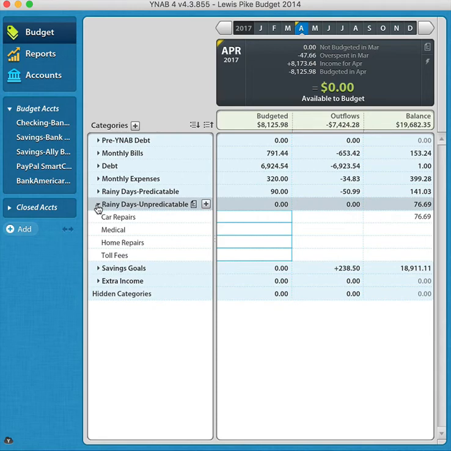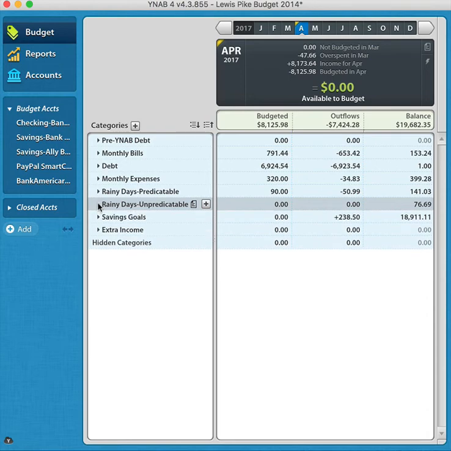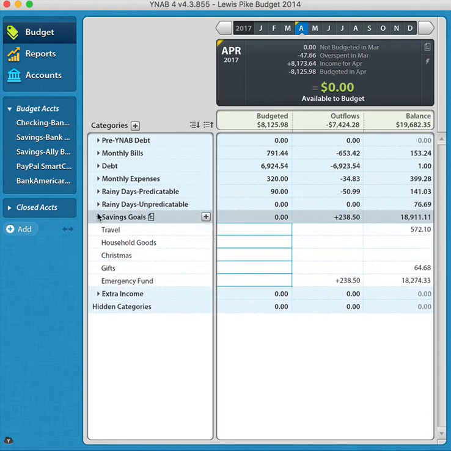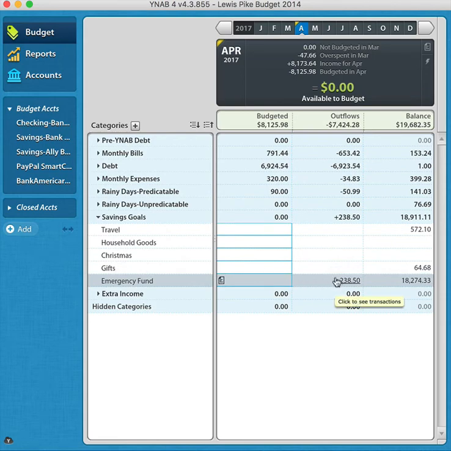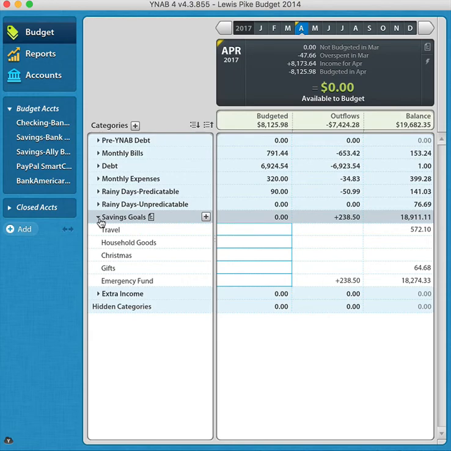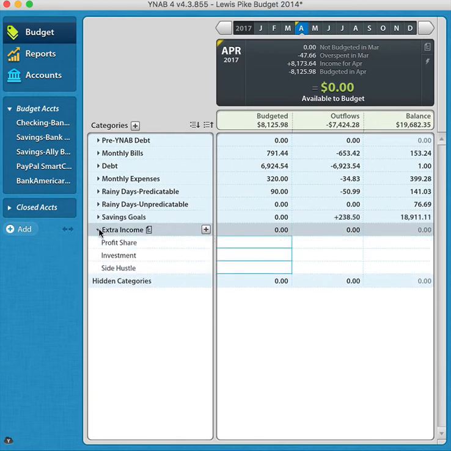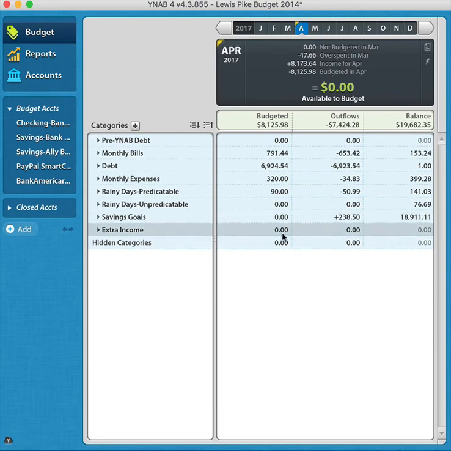Rainy day, unpredictable. Nothing there. I have car repairs, so it's just like inspection stickers or oil changes. I just have money there. That should be enough for the next round. I'll start throwing money there as I spend in that category. Savings goals. This is just some income that I had come in from some side income. So I just easily throw some of that into my emergency fund. Just have it go directly there. And then extra income. Nothing for these two categories.